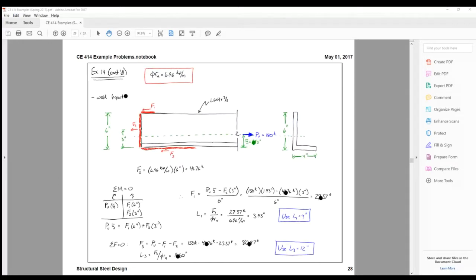Now, because we're dealing with a balanced weld, we have three welds that we have to figure out. We have the two longitudinal welds, which would be F1 and F3. And then we have the transverse weld, which is F2. Now, F2, you can figure out. It's 6.96 kips per inch, and that weld is 6 inches long. So that weld can supply 41.76 kips of capacity.